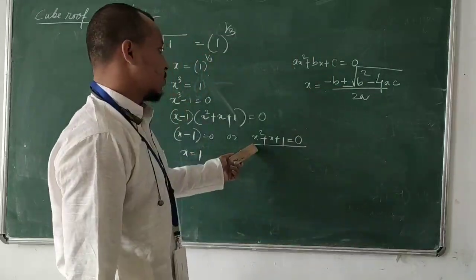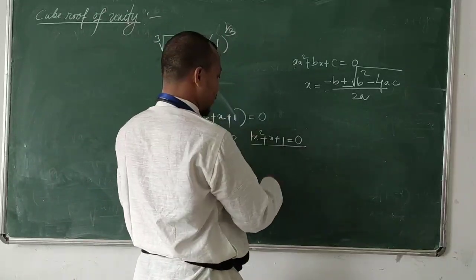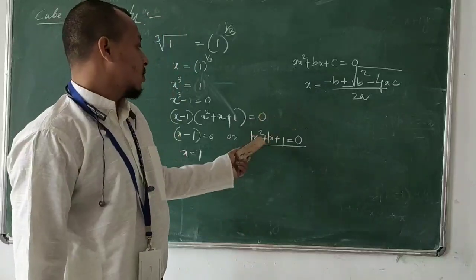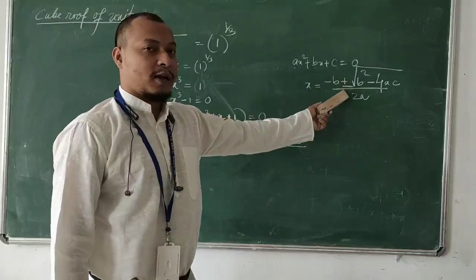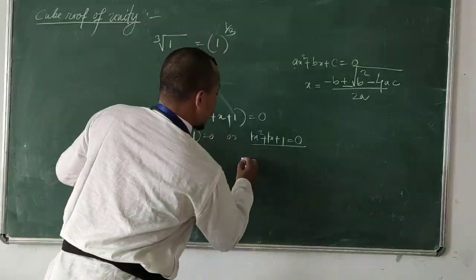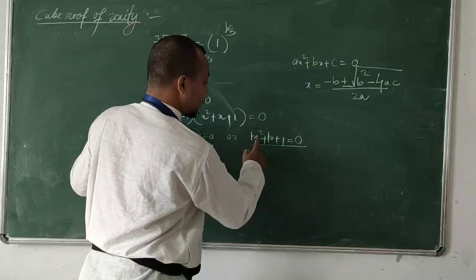But here in this case, what is our a, what is b, what is c? Here in this case, our a is 1, b is 1, c is 1. Okay, now make use of this formula to find the roots of this polynomial. So what is x? You will get x.